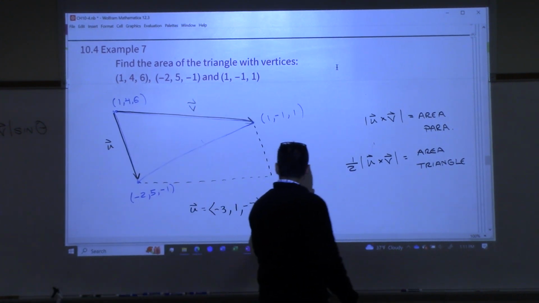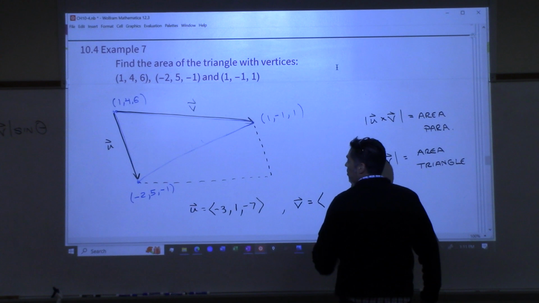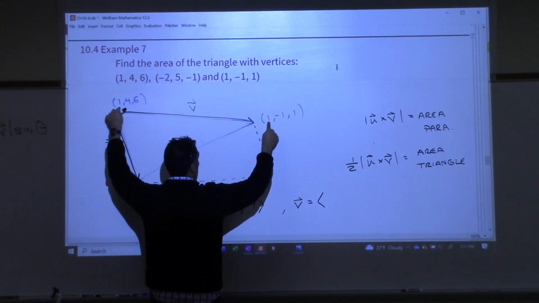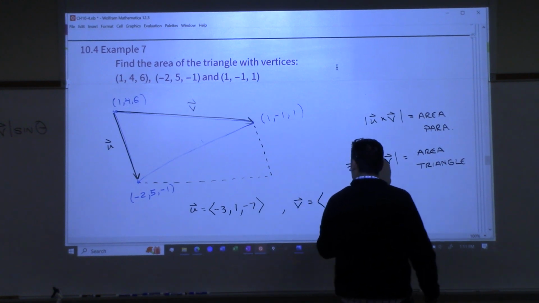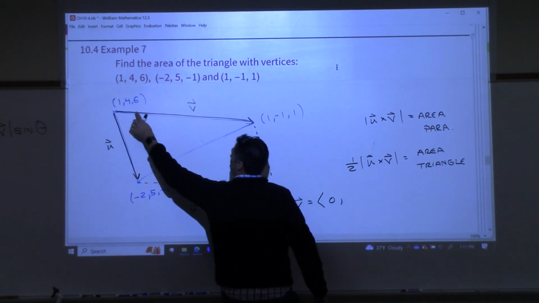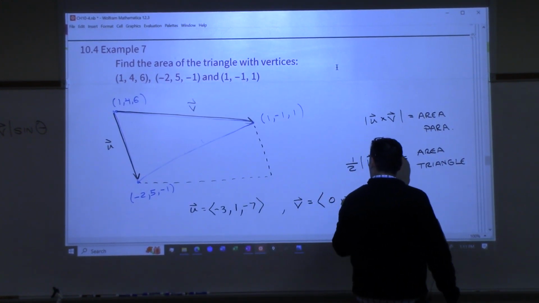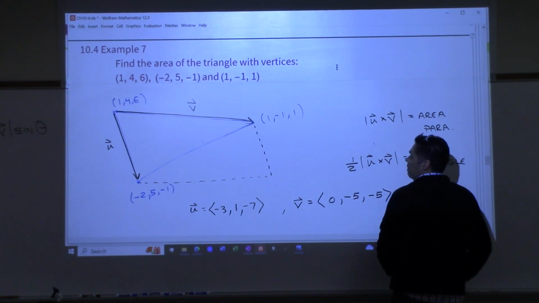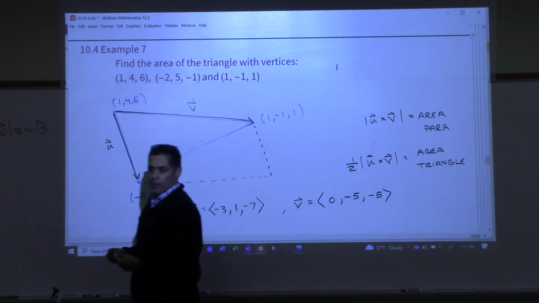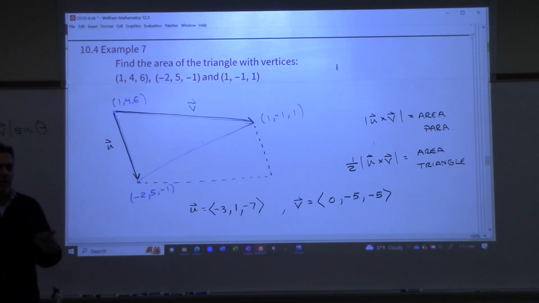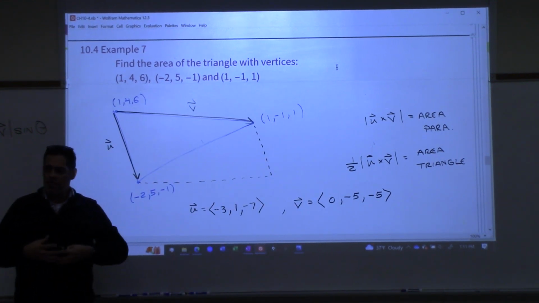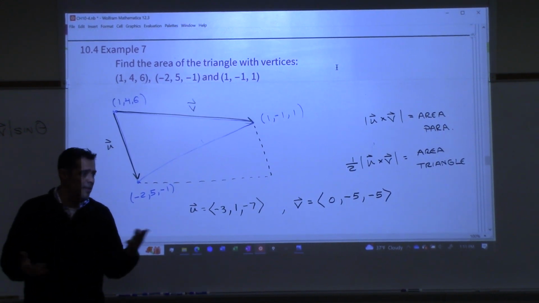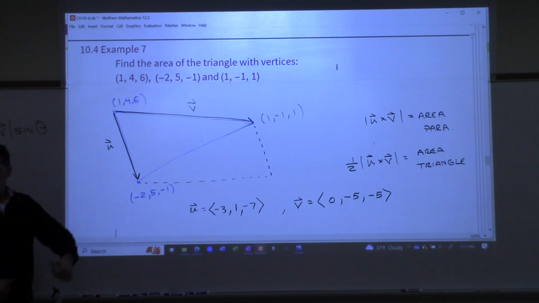And then V is the vector that goes from here to here. So I'm going to go this minus that, so we get 0 for the first component. Then -1, take away 4, that's -5. And finally, 1 take away 6, -5. Those are my two vectors. Now I would cross them, get that vector, take the magnitude, and take half of it, because you want the area of the triangle, not the whole parallelogram.